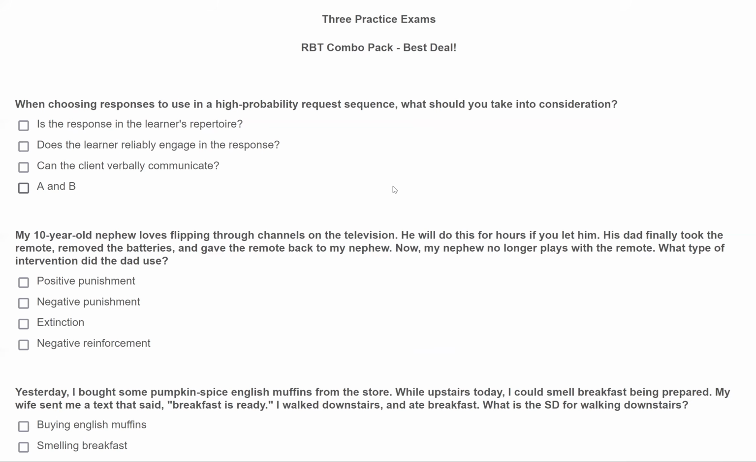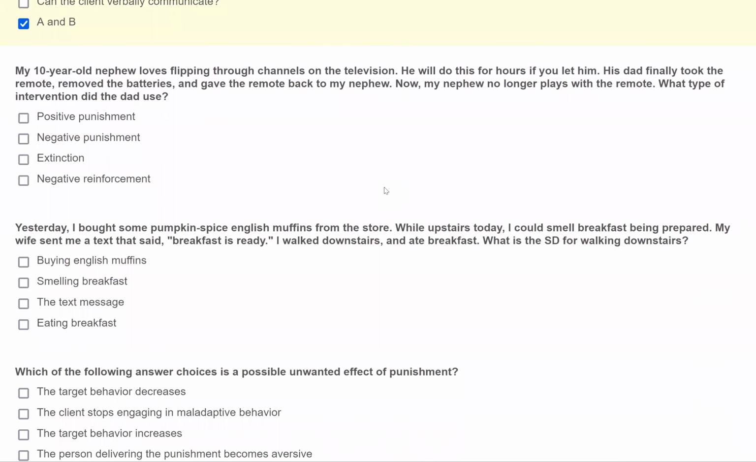What about C? Can the client verbally communicate? Does it matter? Well, think about a high P request sequence that would involve you asking your client to clap, to stand up, and then to wash their hands. Does that involve any client verbal communication? No. So C isn't really relevant. However, when choosing responses to use in a high P request sequence, the responses must be in the learner's repertoire, and the learner needs to reliably engage in the response. So our answer here is going to be D, A, and B. That's kind of a hard question we're starting off with today. If you got it right, fantastic. If not, just go back and review. That's why we're practicing.